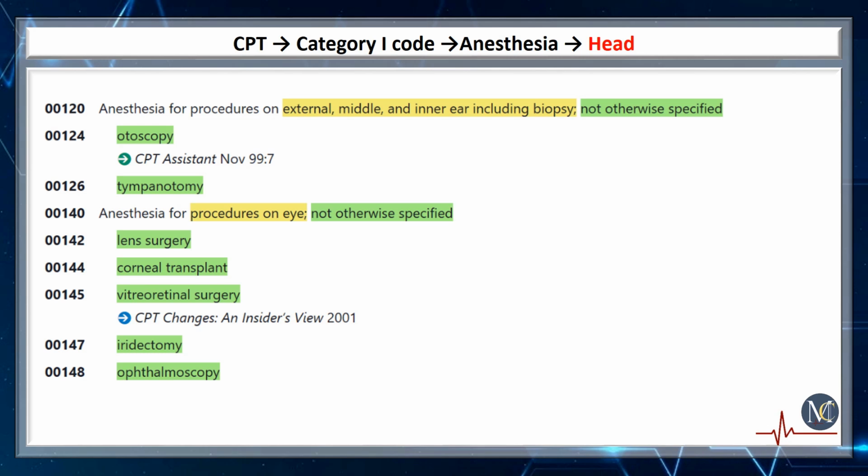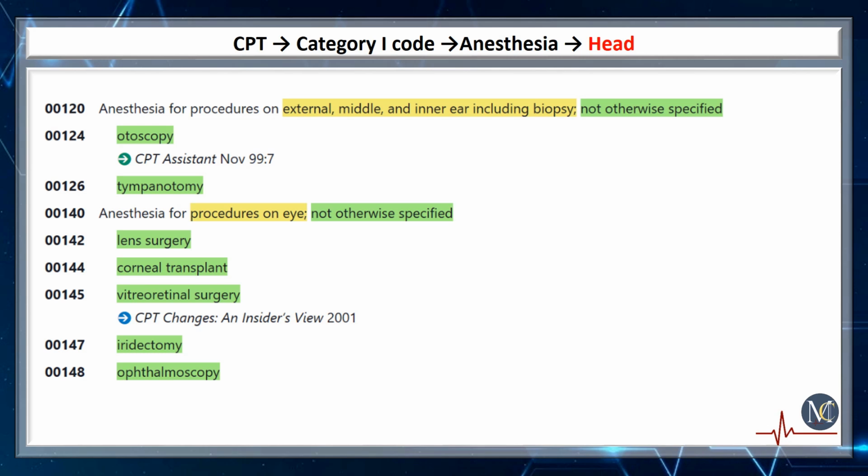Next code is 00142, lens surgery. It is also called cataract surgery, done on the lens of the eye. Next code is 00144, corneal transplant. It means the provider administers anesthesia service to facilitate a surgical procedure aimed at removing all or part of a damaged cornea and replacing it with healthy donor tissue.